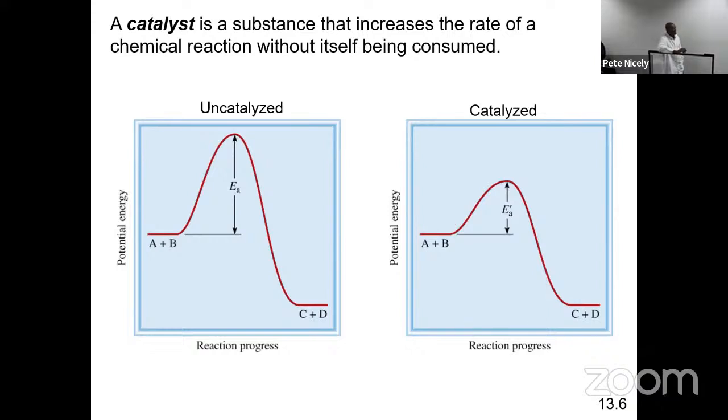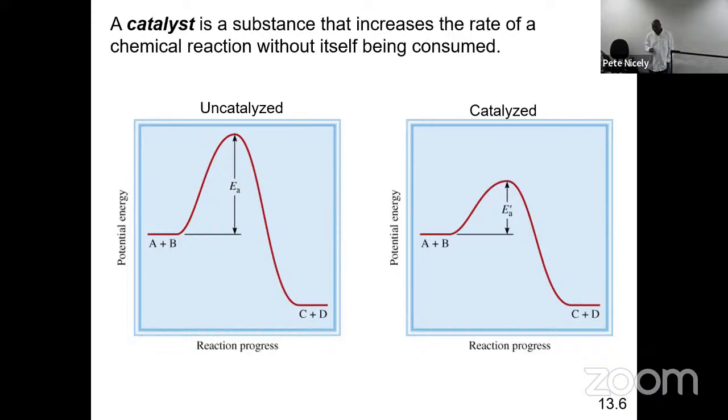So basically, you'll have one mechanism for the reaction without the catalyst, and then when the catalyst becomes involved, the mechanism becomes different. But one thing about the mechanism is that the activation energy for the catalyzed reaction will be lower compared to the uncatalyzed reaction. We can see that in these two graphs right here. The graph on the left represents the uncatalyzed reaction. The graph on the right represents the state of affairs for a catalyzed reaction.